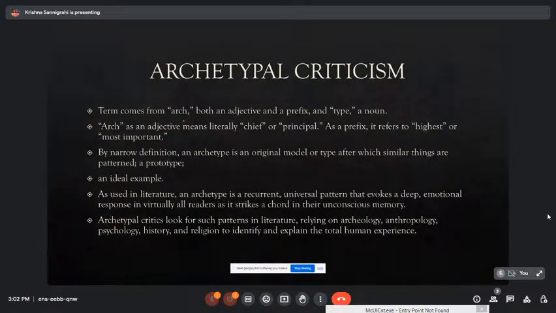Now the term archetype, from which archetypal criticism comes, we are going to try and understand that. The term comes from both an adjective and a prefix, and it is a kind of mixture of what? A type, a noun. So arch is a kind of adjective which literally means chief or principal. That is important. The thing which is chief, which is important, which is principal, right? As a prefix, it refers to what? To the highest or the most important. So we are trying to decode the term archetype, wherein it means literally the chief or principal, and as a prefix it refers to the highest or of the most important value.